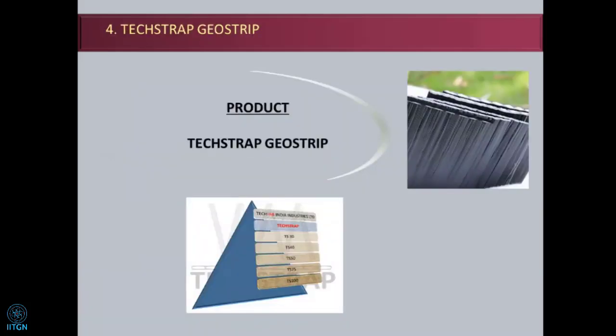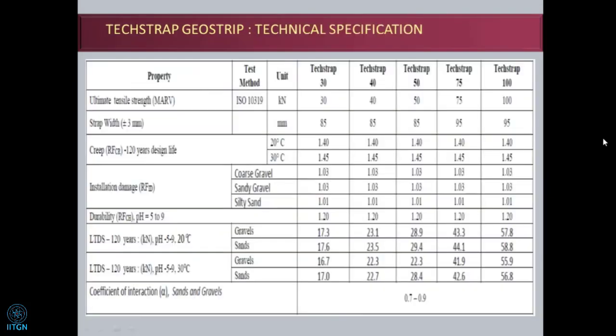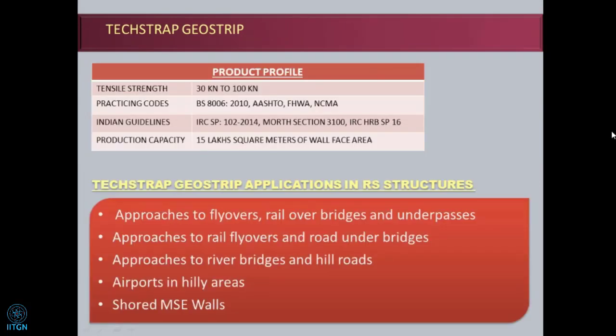Another is GeoStrap. GeoStrap is used for the same reinforced soil structures. We have products starting from 30 to 100 kilonewton, and with the various factors we discussed for the GeoGrid, the same creep, installation damage, and durability factors apply for designing purposes. The same standards and practicing codes apply. Here also the capacity is 15 lakh square meter that we can build. That is our production capacity.